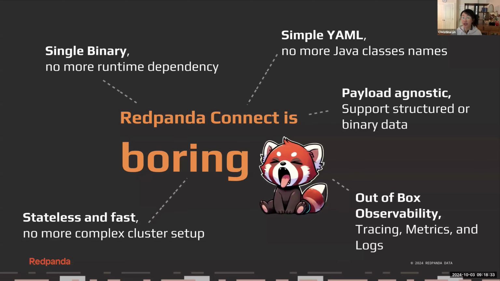All you have to learn is how to write the configuration to tell Redpanda Connect what to do. So that's kind of it, right? And it does provide a lot of out-of-the-box observability. If you're looking at metrics, tracing and logging, it's already out there. You don't have to do it yourself. It has an endpoint that already exports all the metrics that you need.